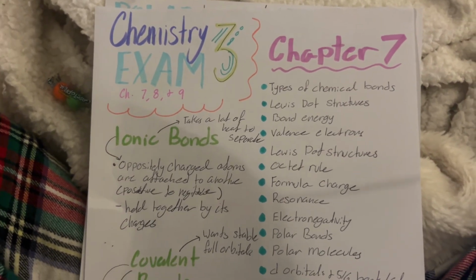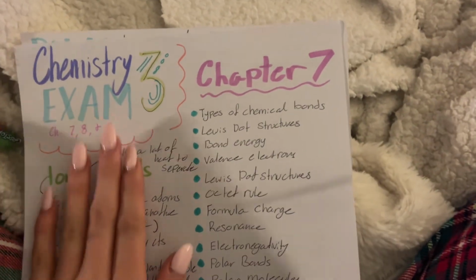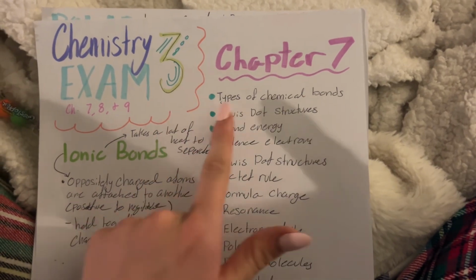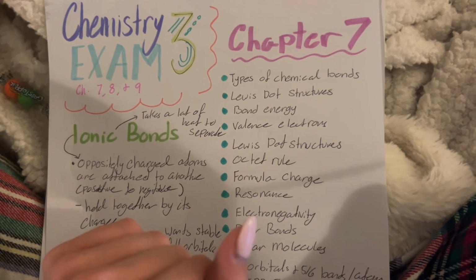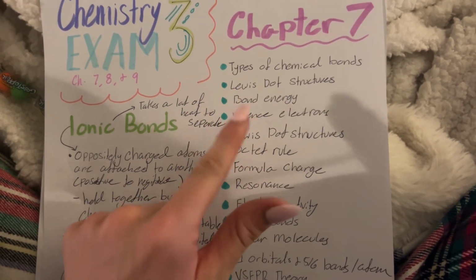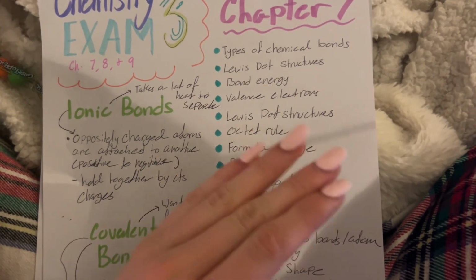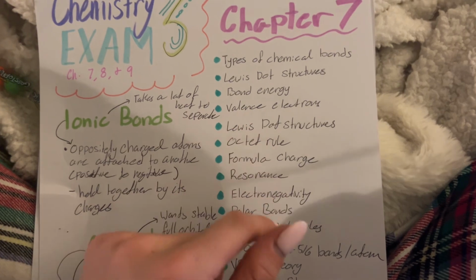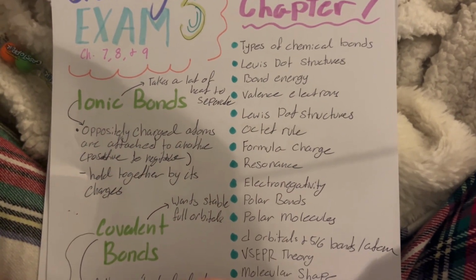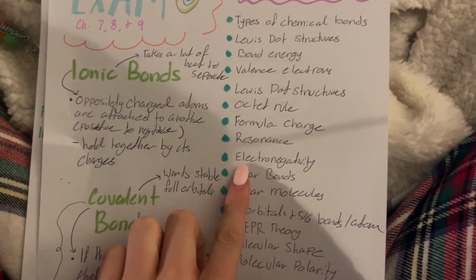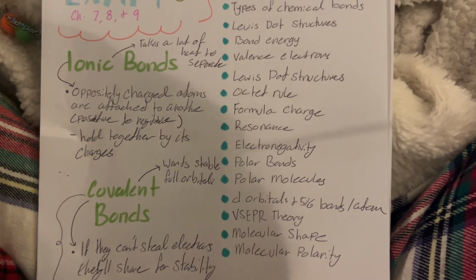Anyways, this is where we're starting off from. I have ionic bonds and covalent bonds. Wait, hold on. This is Chapter 7 we're going to go over first: types of chemical bonds, Lewis dot structures, bond energy. In this video, we're going over types of chemical bonds and bond energy. Then I'll go over Lewis dot structures and valence electrons. Why is Lewis dot structures on here twice? Whatever. Octet rule and formal charge and all of that. I do go over a little bit of polar bonds and electronegativity here, so maybe you didn't know.